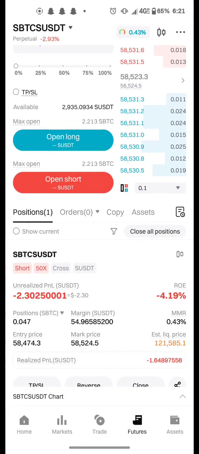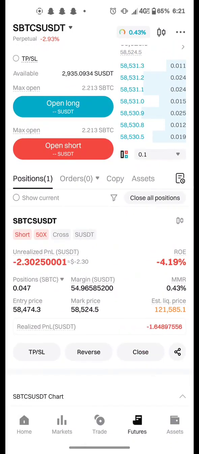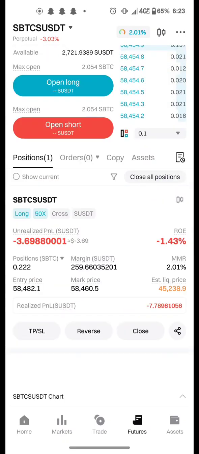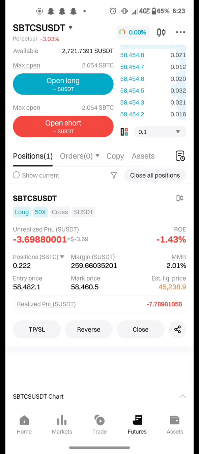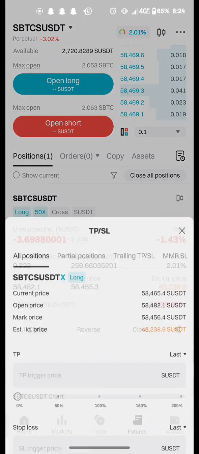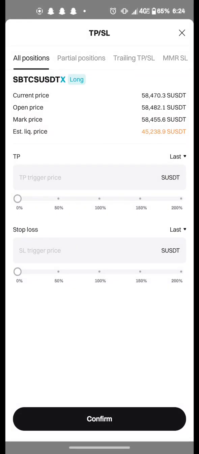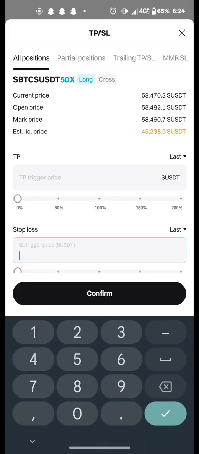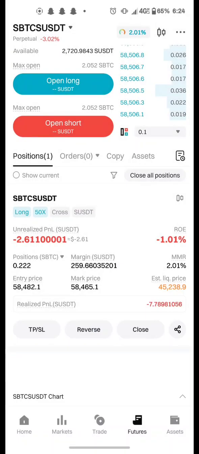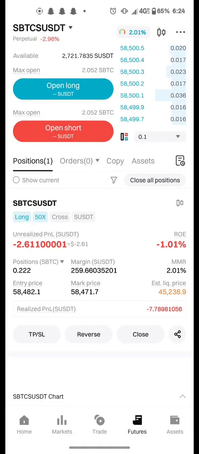As we longed just now, look at the way it is going down. Now let's go to stop loss. Look at this stop loss. That is TP, take profit, and stop loss. When you click here, you can see we have your take profit and we have what? Stop loss. This is where you put those two. Okay. Now let's go back. I will give you the stop loss. I'll give you the take profit. Now we are longing.